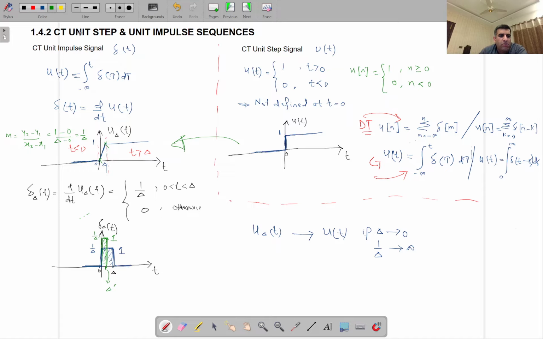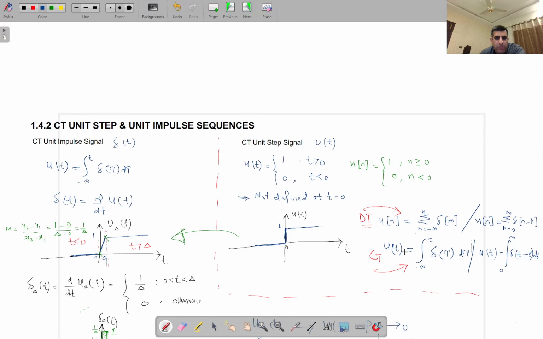So now let's draw the continuous time impulse signal. What we have seen is that when u of delta t approaches u of t, this signal which we have plotted over here essentially approaches this thing. For this to happen, the delta should approach 0 and 1 upon delta is going to reach infinity. So let's try to plot this thing now.